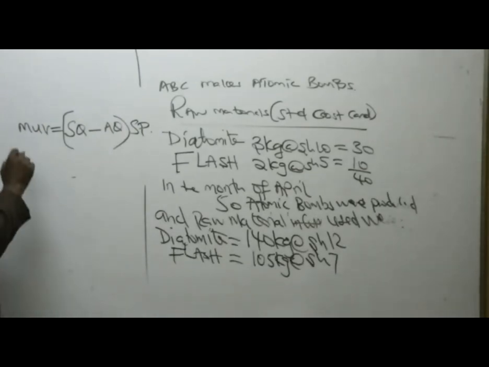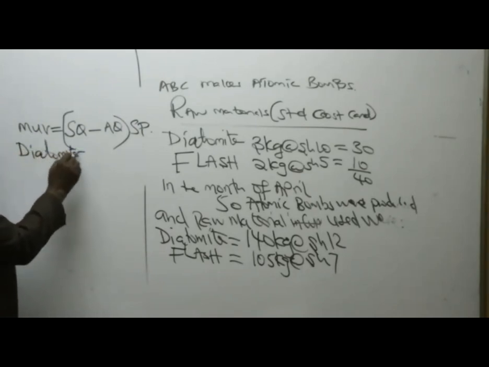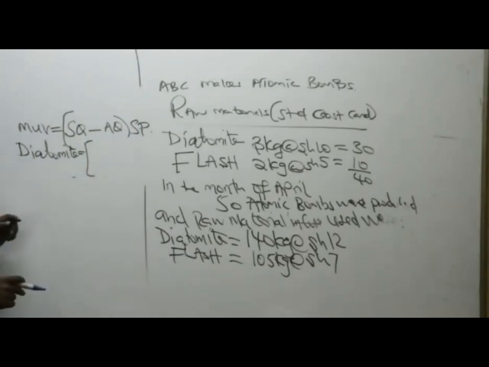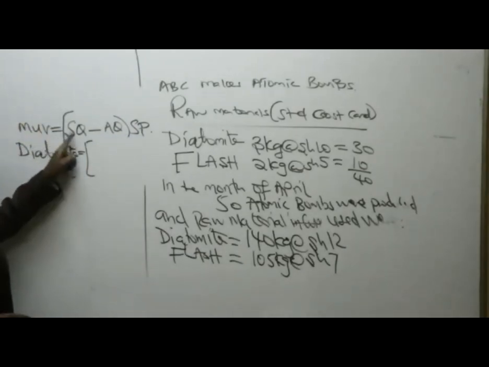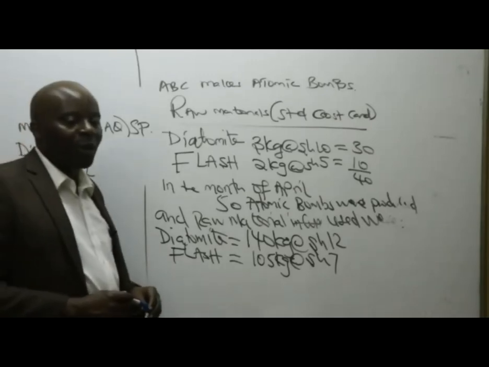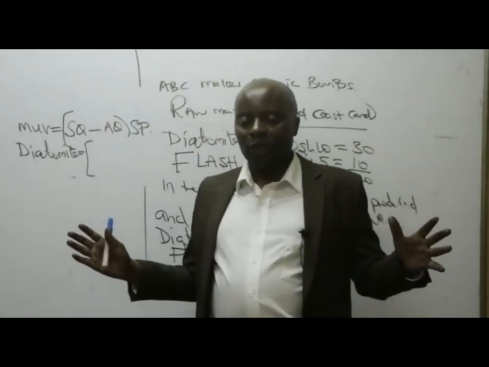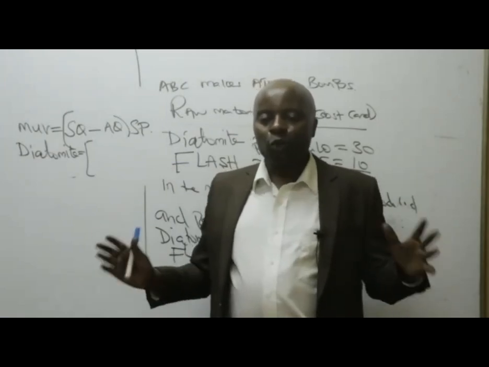We have two raw materials. The first is called diatomite. So for diatomite, what do we have here? Please remember, if I were you, I would have written this in full. This stands for standard quantity for actual production. Standard quantity for actual production. Capital SQ. Standard quantity for actual production.